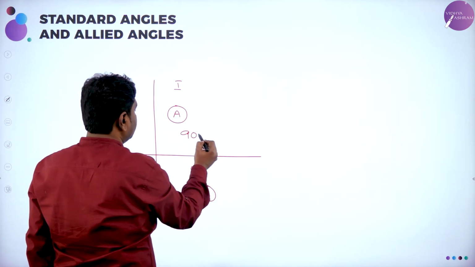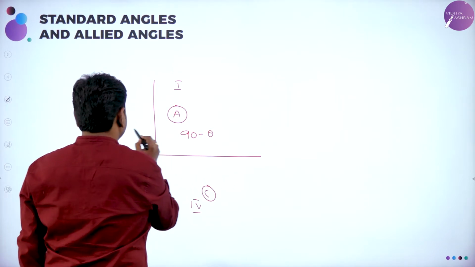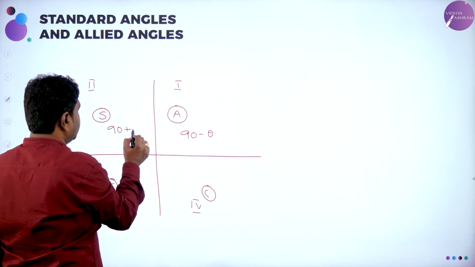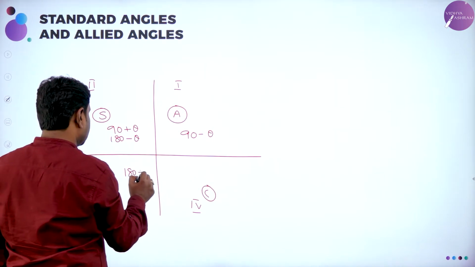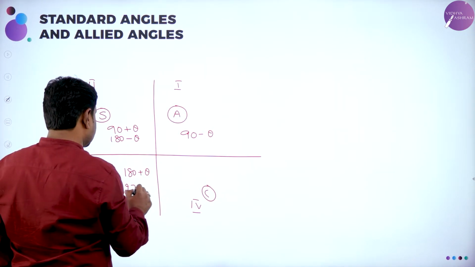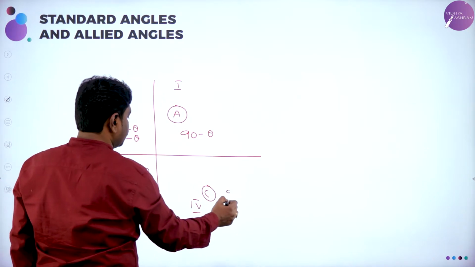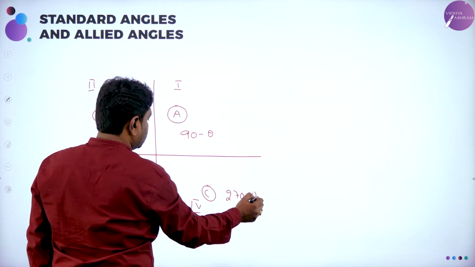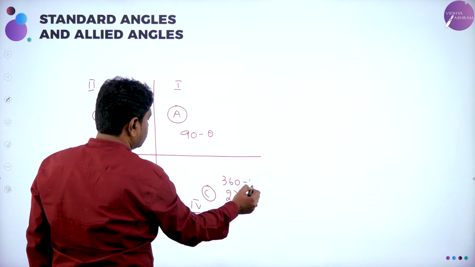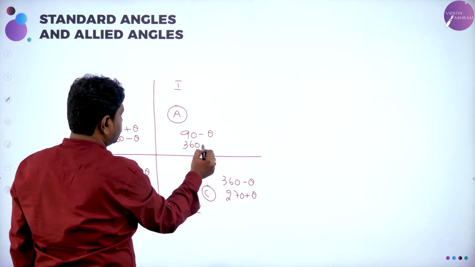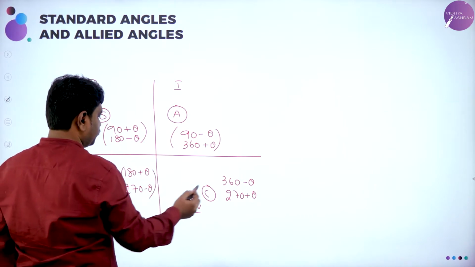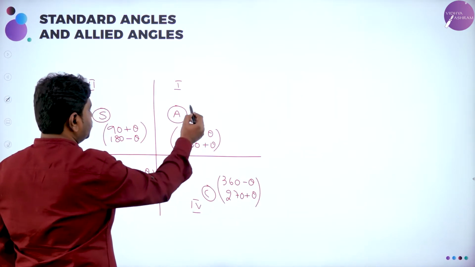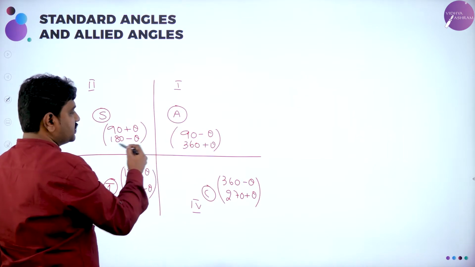This is 90 minus theta, and this is 90 plus theta, and 180 minus theta, and this is 180 plus theta, and 270 minus theta, further 270 plus theta, and 360 minus theta, further this is 360 plus theta. So now I wrote all the values here, and we say first, second, third, fourth, ASTC.